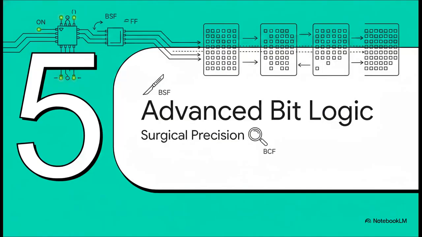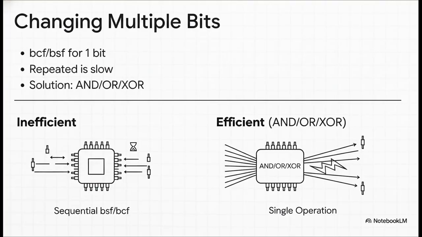Moving into our final part, Section 5. Advanced bit manipulation logic, surgical precision. So we know how to turn a single pin on or off, but what if we need surgical precision to configure multiple pins simultaneously? Changing a single bit is easy, but if you need to change, say, bits 2, 4, and 6, all at exactly the same time to coordinate a complex output, writing repeated BCF and BSF commands is just highly inefficient. It wastes memory, it wastes processing cycles.